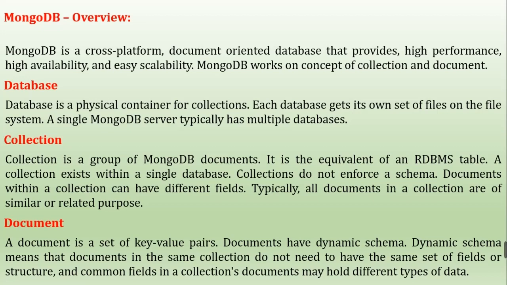Document. A document is a set of key-value pairs. Documents have a dynamic schema. Dynamic schema means that documents in the same collection do not need to have the same set of fields or structure, and common fields in a collection's documents may hold different types of data.